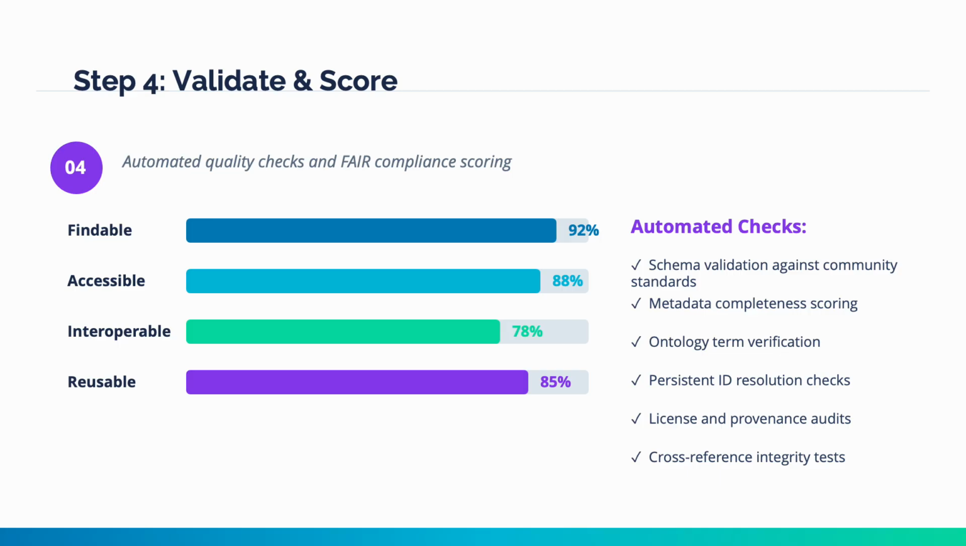On the right side, I have listed the automated checks that the system runs. Schema validation against community standards, metadata completeness scoring, ontology term verification, persistent identifier resolution checks, license and provenance audits, and cross-reference integrity tests. These checks run automatically every time data flows through the pipeline, giving you a continuous quality assurance process.